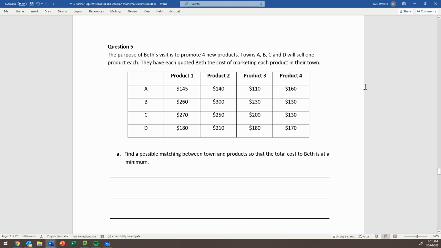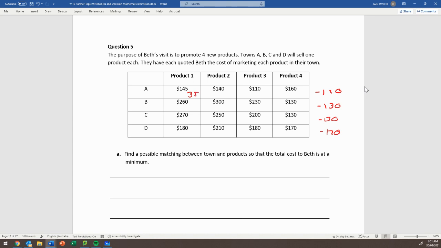Let's perform a row reduction. So I'm going to subtract 110 from the first row. That's the smallest. 130 from the second, 130 from the third, and 170 from the fourth. So I'm just going to rewrite it in here.